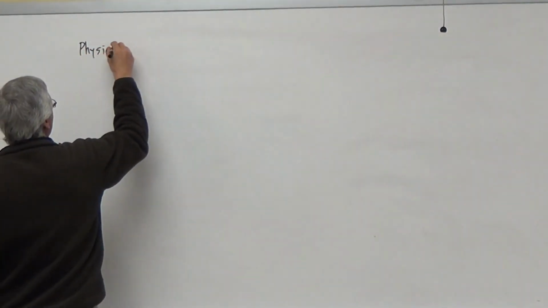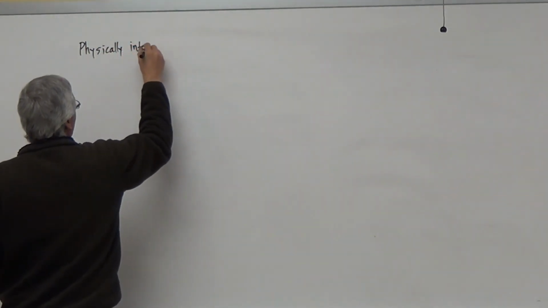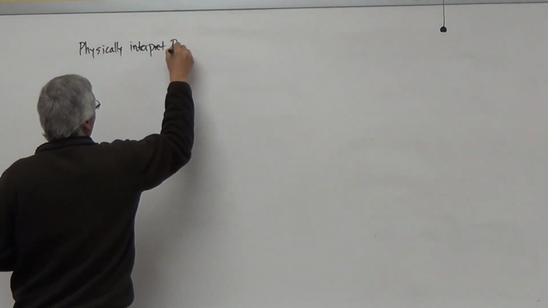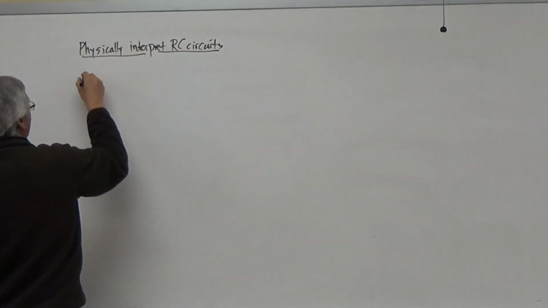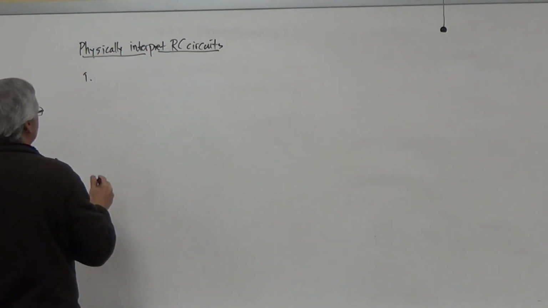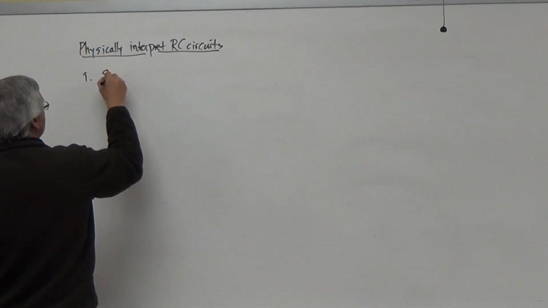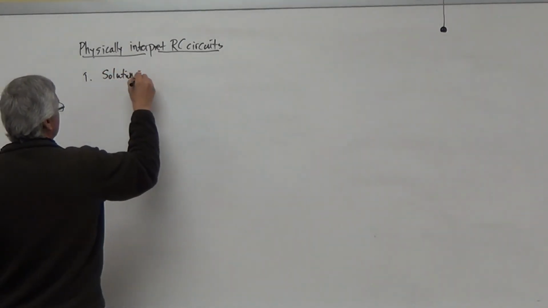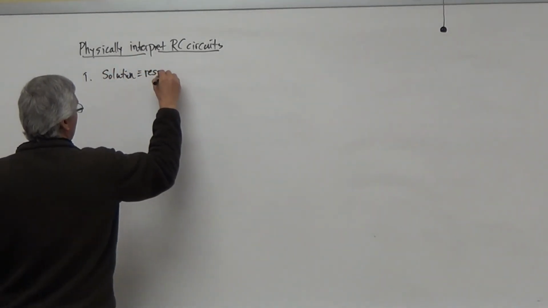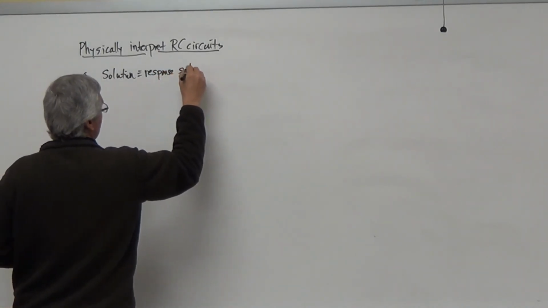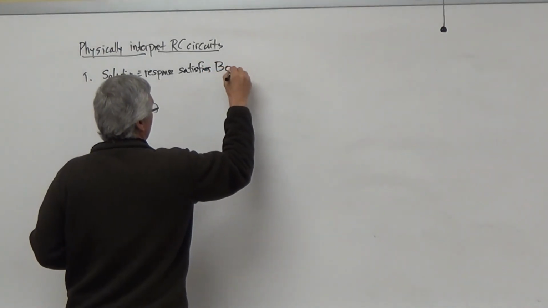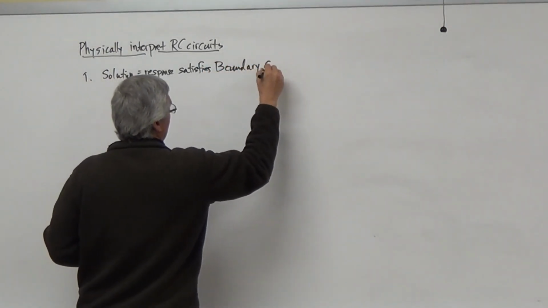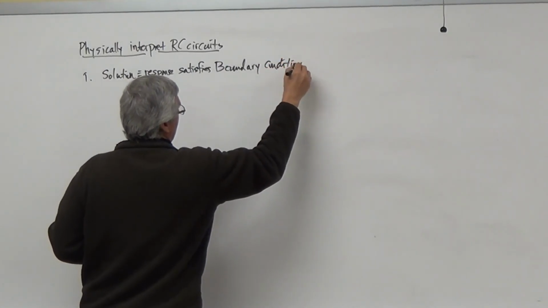So let's talk about, I want to physically interpret the RC circuit. So the first thing that we could say here is that the solution, which they typically call the response, satisfies the boundary condition. What do I mean here?